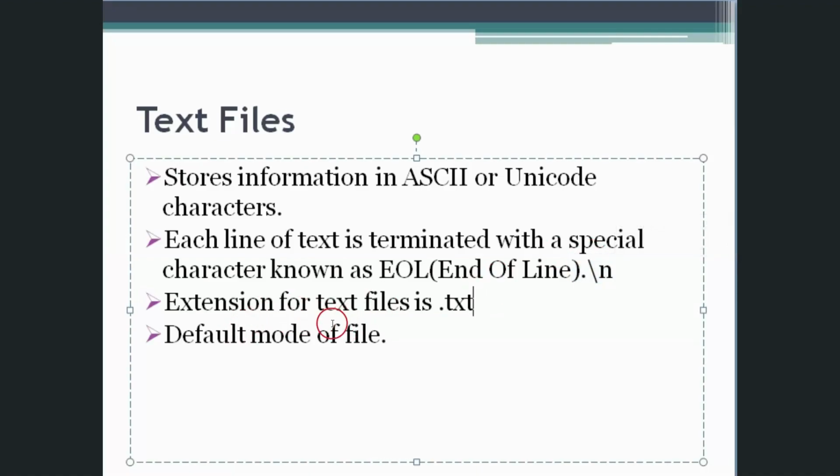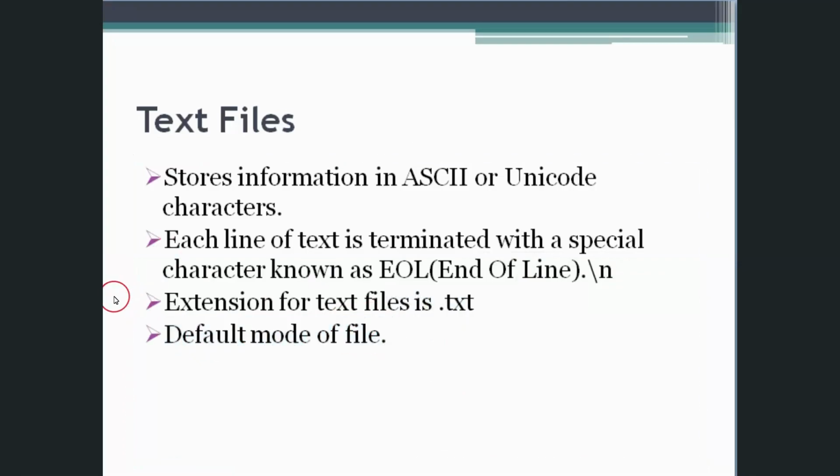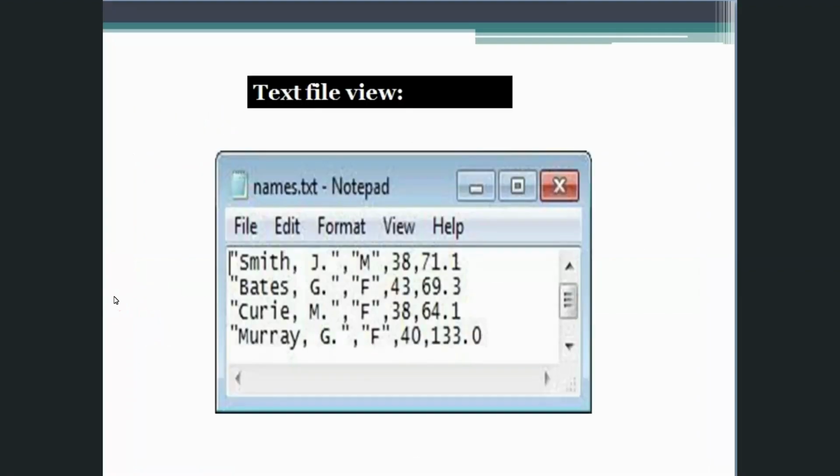Okay, the extension of text files is .txt. So this .txt represents that it is a text file. All the files which are written in the text format should be saved with the .txt format. And this text file is the default mode of a file.